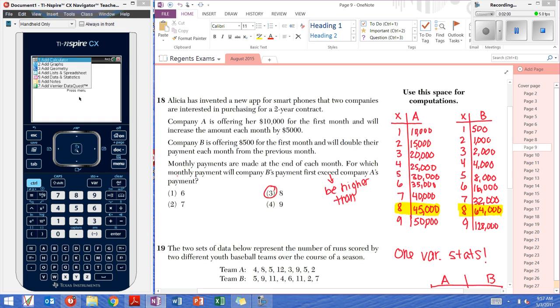So it says, for what monthly payment will company B's payments first exceed, so be higher than company A? And if you compare 7 months, you had 40,000 to 32,000, so the next month where it would be higher than was 8, month 8.